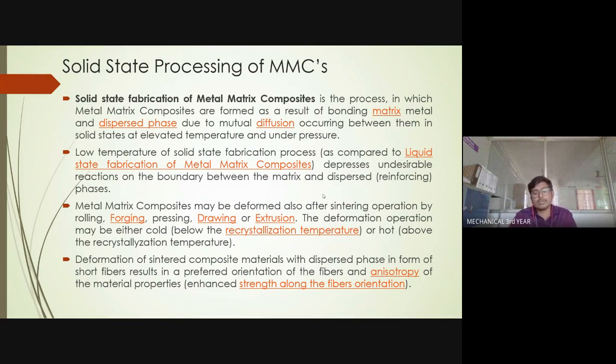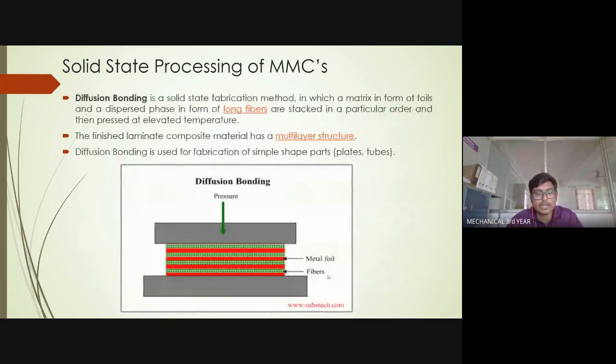Okay, so the change of shape can be done either by using a cold working operation or a hot working operation. That depends upon the recrystallization temperature of the material that you are going to choose. The deformation of a sintered composite material with a dispersed phase in the form of short fibers results in preferred orientation of fibers and anisotropy of the material property. So this also has to be considered.